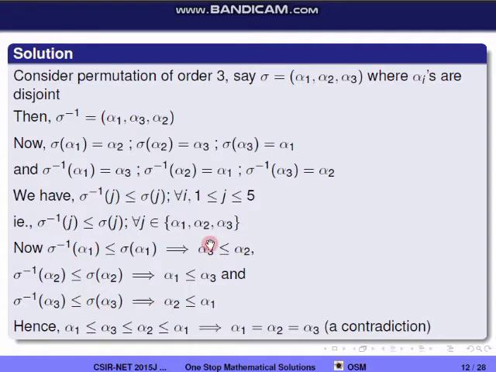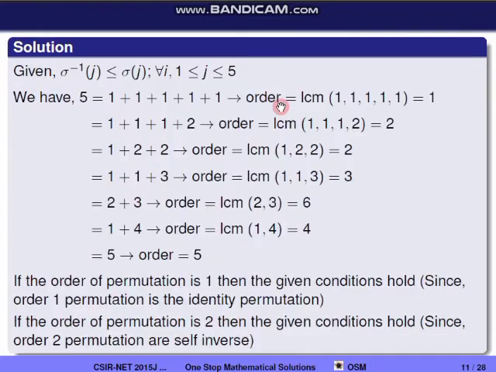So together these three conditions imply alpha 1 less than or equal to alpha 3, alpha 3 less than or equal to alpha 2, alpha 2 less than or equal to alpha 1. So we are getting this condition here. This implies that alpha 1 is equal to alpha 2 is equal to alpha 3, which is a contradiction because we took the alphas as disjoint. So the permutation doesn't contain a cycle of order 3. Similarly, you can check it for cycles of order 6, order 4 and order 5. These cycles don't belong to our set of permutations.